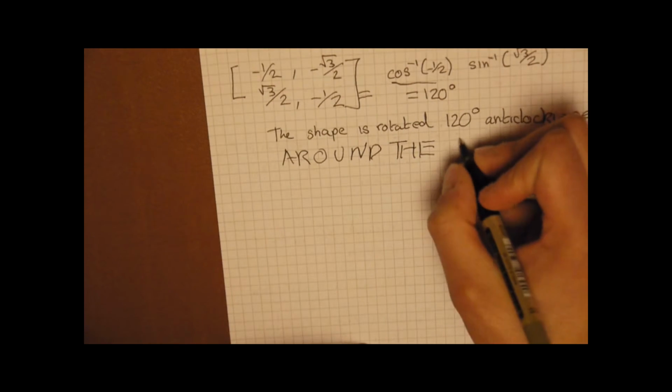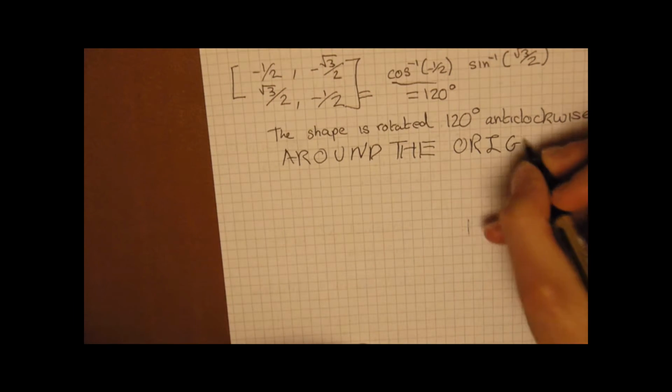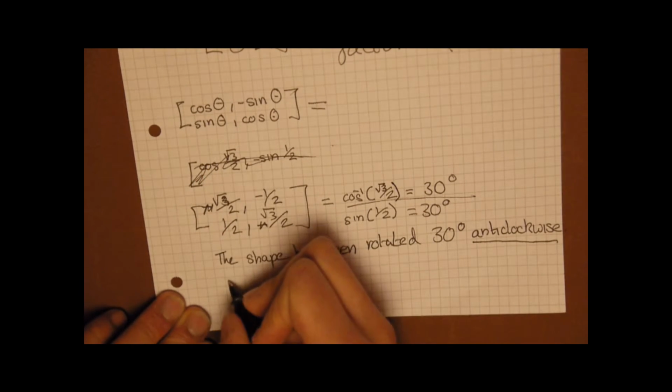And a point that I've forgotten to mention on the other one is that it must be around the origin. So I'll just quickly turn over again. So yeah, 30 degrees anti-clockwise around the origin.